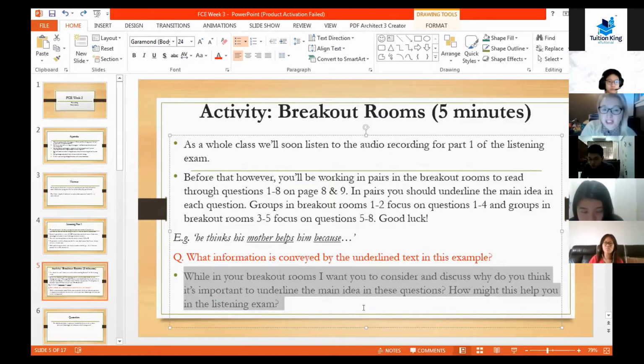So I want you to consider at the same time, while you're in your breakout rooms for 5 minutes, why do you think it's important to underline the main idea? And how do you think this might help you in the listening exam? Okay.